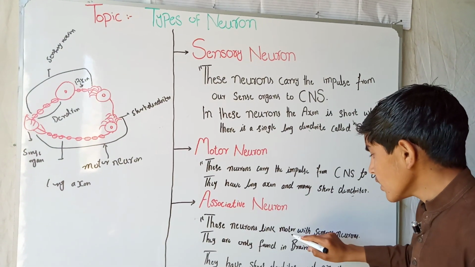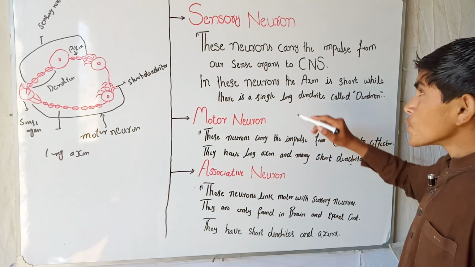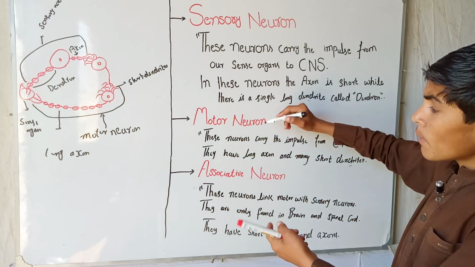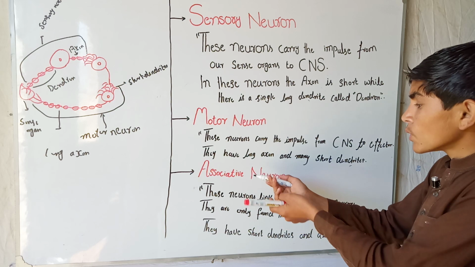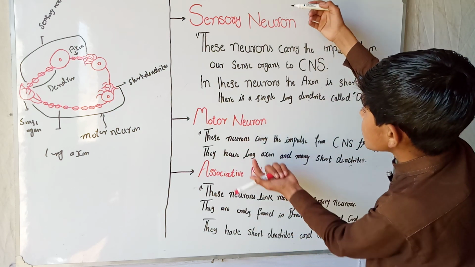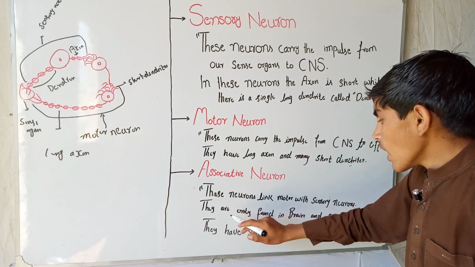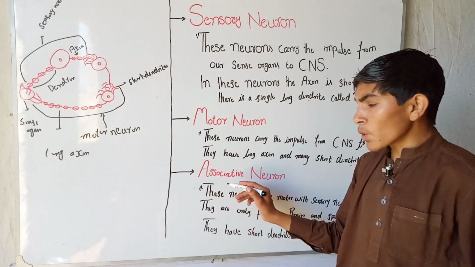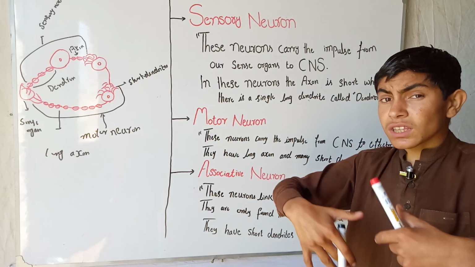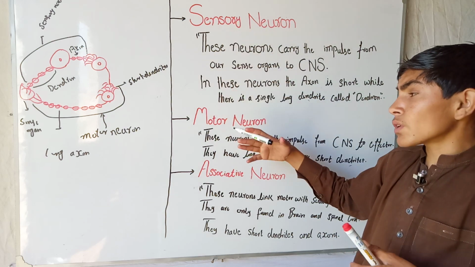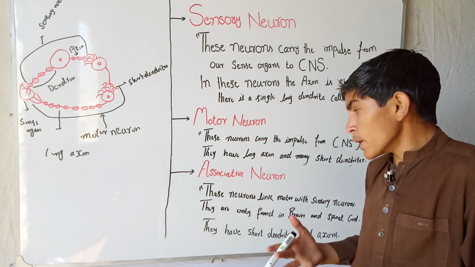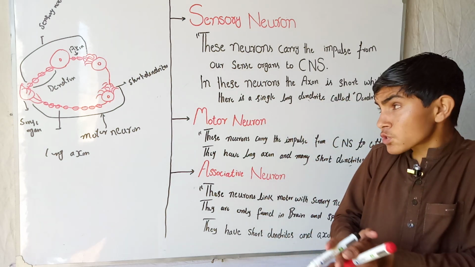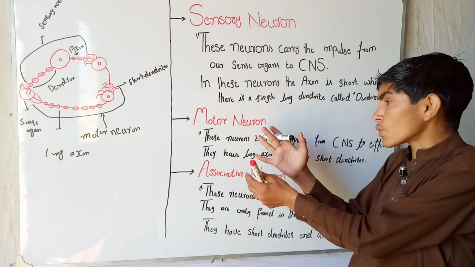The third one is the associative neuron. These neurons link the motor neuron with the sensory neuron. The impulse carried by the sensory neuron is passed on to the motor neuron. They are only found in the brain and spinal cord, in our CNS, not in other parts of the body. Sensory and motor neurons are found throughout the body, but associative neurons are only found in the CNS because their function is to link sensory with motor neurons.